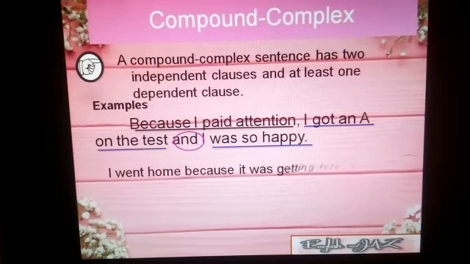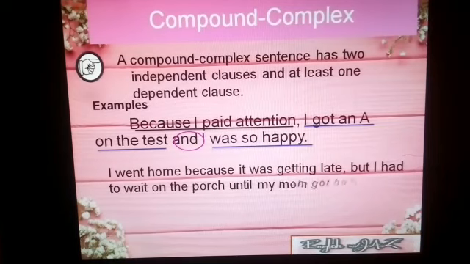Let's have another example. I went home because it was getting late, but I had to wait on the porch until my mom got home anyway. In this example, once again, let's look for our two independent clauses and one dependent clause.